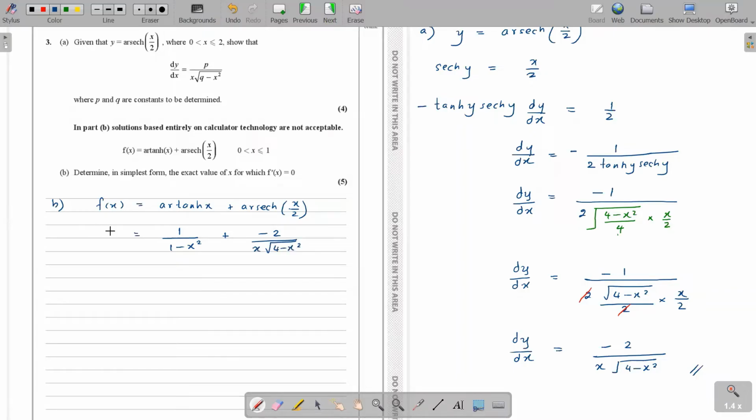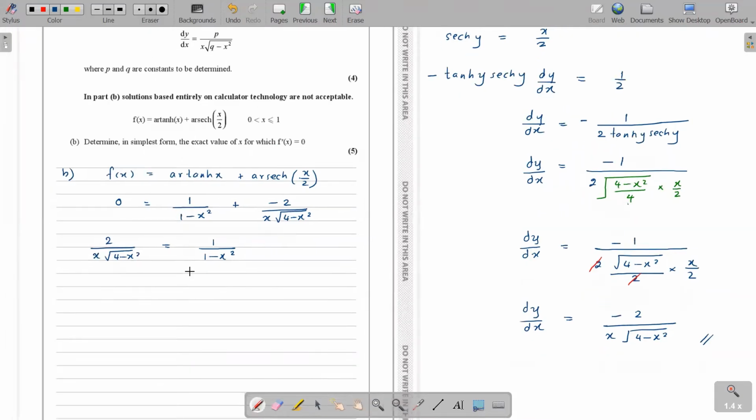And then we make it equal to 0, because it's the differentiation. f dash x, we make it equal to 0. So let's simplify. Minus 2, I'll take it to this side as a positive: 2 over x times root 4 minus x square equals 1 over 1 minus x square. So you need to solve this equation, make x the subject and then get x answers within this particular range. So how do we get that?